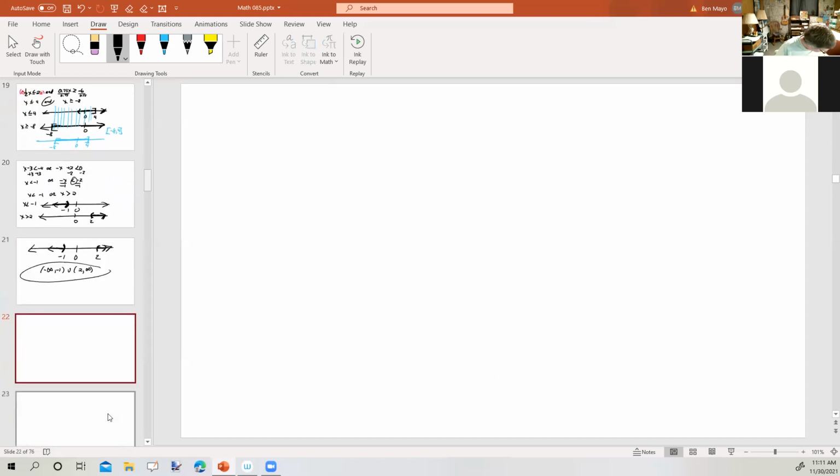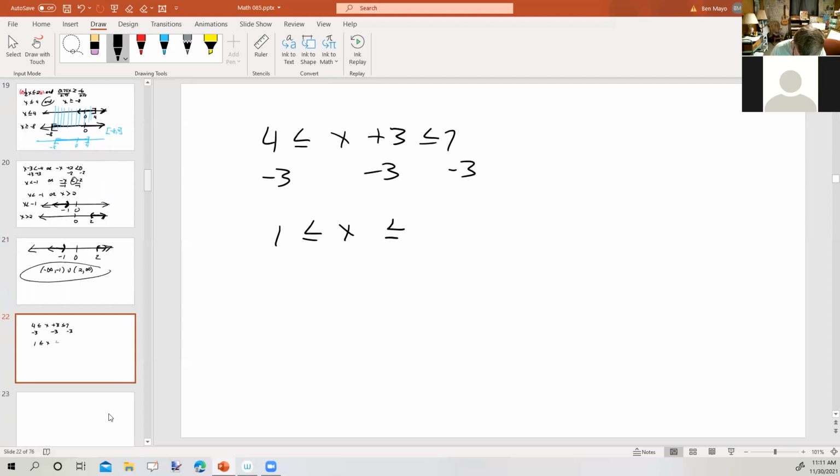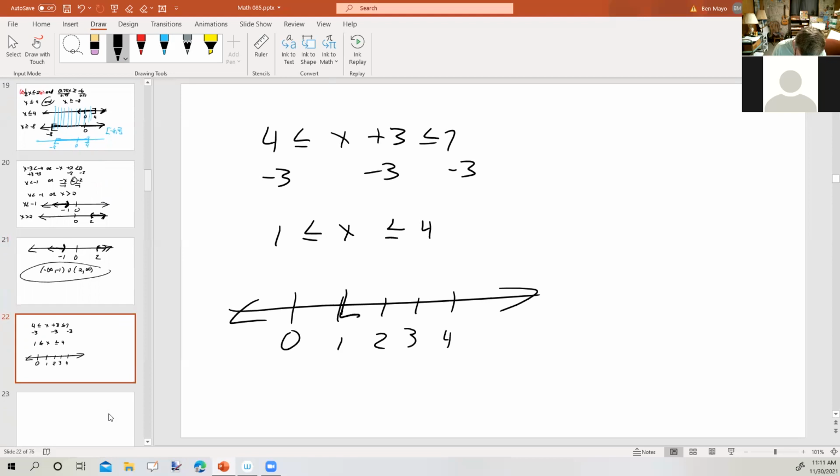Oh, we also had a double inequality. So something like this, 4 less than or equal to x plus 3 less than or equal to 7, where you've got 3 parts. Whatever you do to solve for x in the middle, you have to do at each end. So you'd get that, the graph of which would look like that. Interval notation would look like that. Okay.